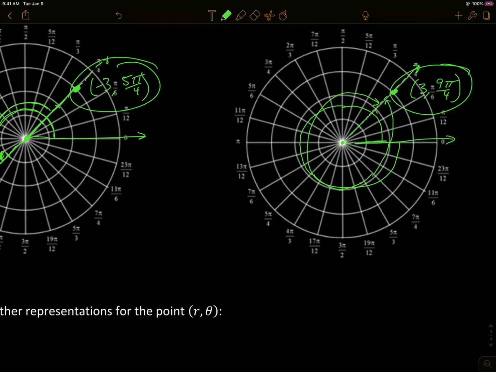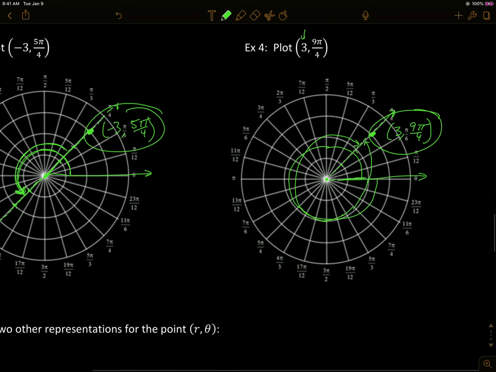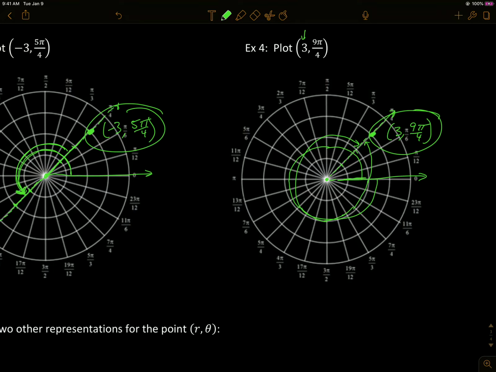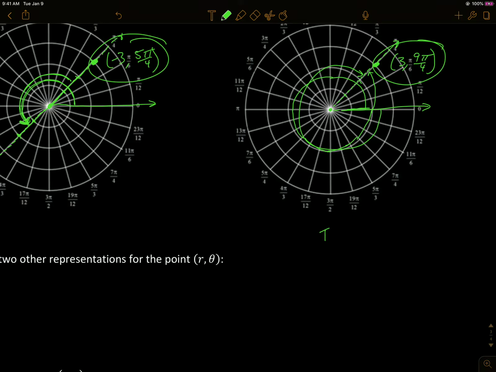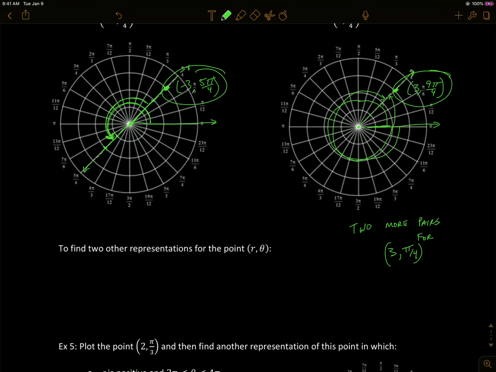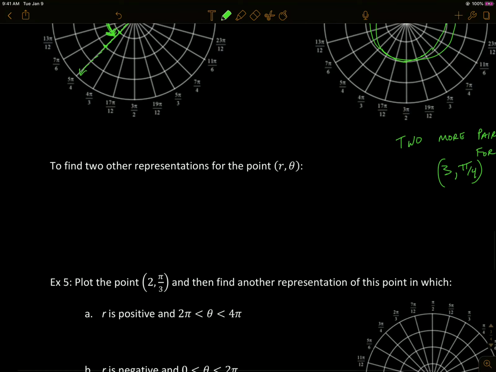So I want you to pause the video here and see if you can write this location in two more ways, for a little bit of a challenge. For this same location, 3, pi over 4. I just gave you some ideas with the negative, but can you come up with some other ways? Come up with 2 more. There's infinite amount of ways. I'd love to hear them in class, what you came up with.